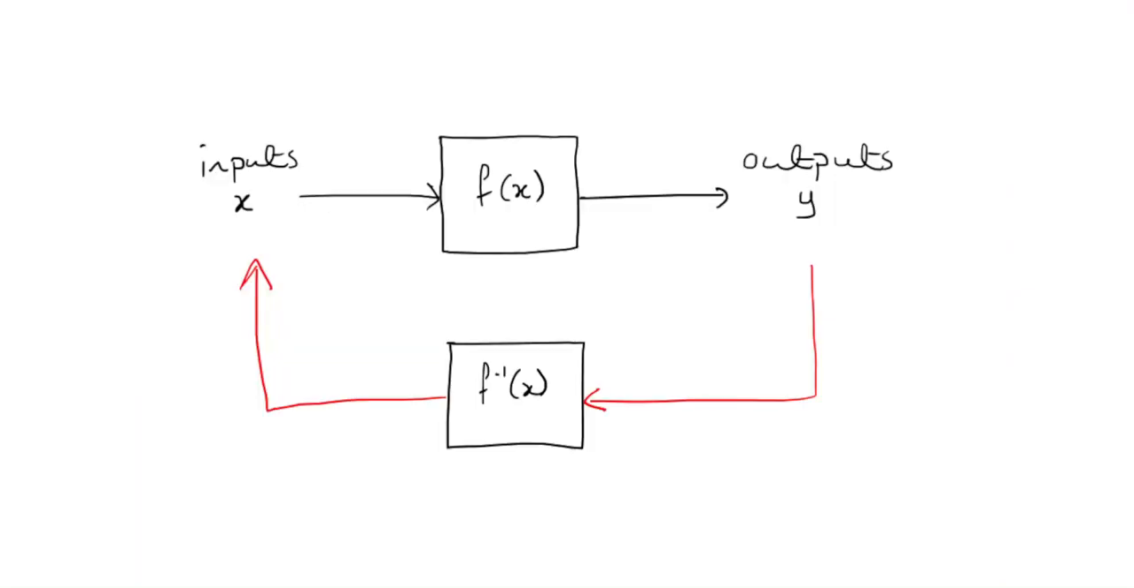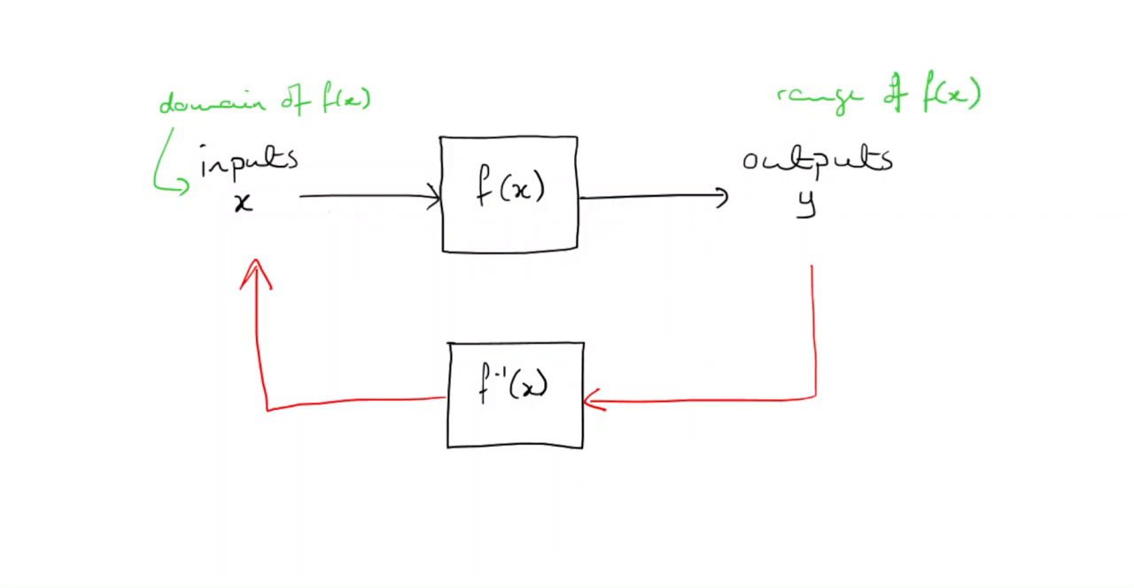Now, let's think about what that means. Let's go to our original function f of x. The domain of f of x is going to be the set of all inputs that can go in. So the domain of f of x is the set of inputs here. And the range of f of x is the set of all outputs that you can get.